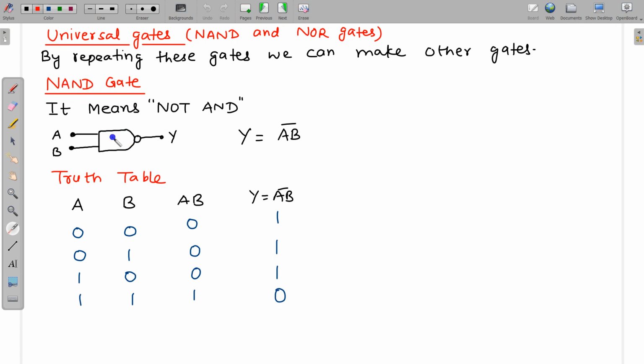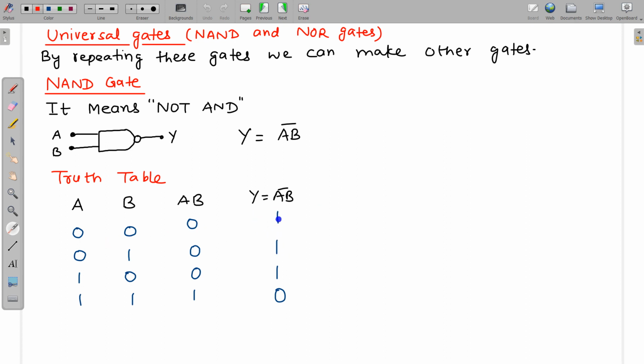So how do we calculate this? A and B are two inputs, and there is a circle here, and whenever this circle comes it represents NOT. So first you take the AND of A and B and then take the NOT of it. AB is AND of A and B, and then you are taking the bar. So Y is equal to AB bar. So this is the symbol. Truth table, you can easily draw the truth table and see this.